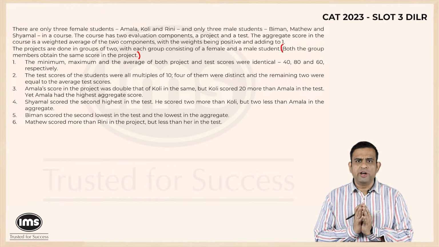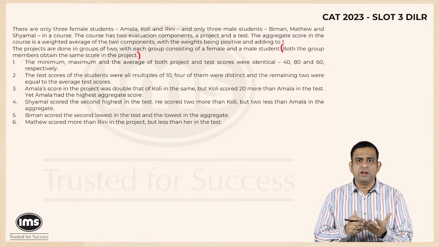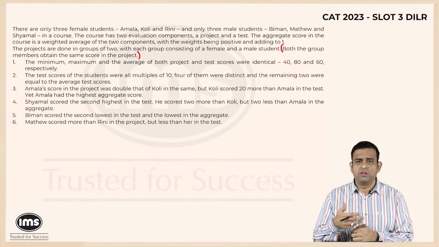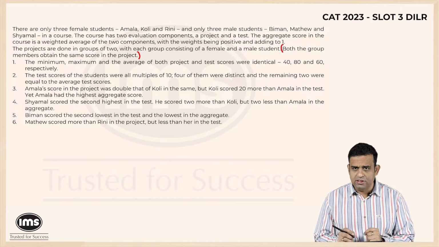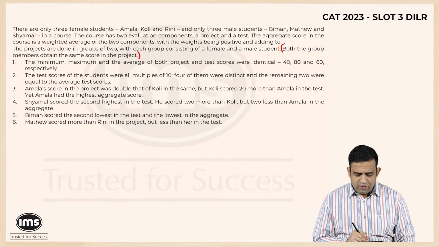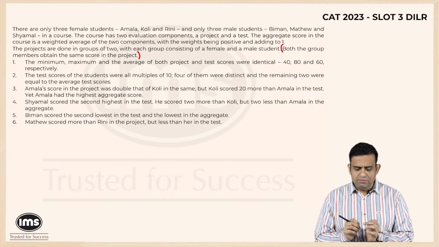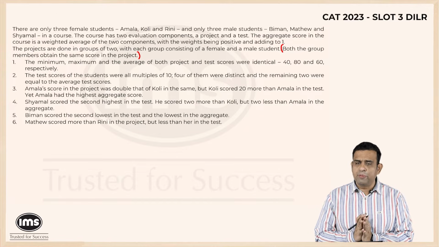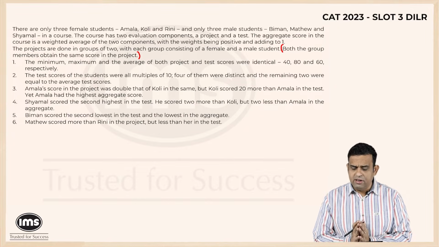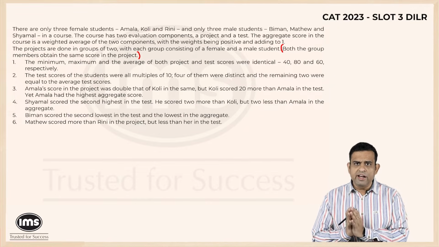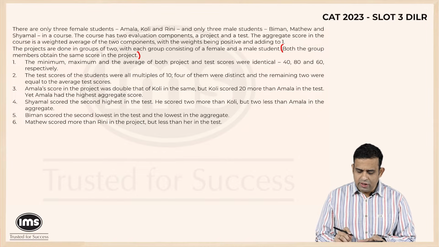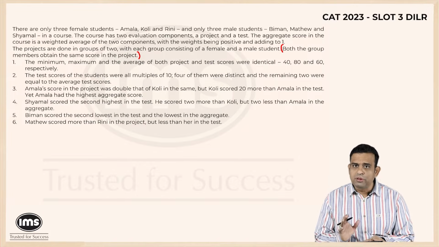And 1 and 2 is where people need to spark out their reasoning skills to solve this particular set. So what does point number 1 say? The minimum, maximum and the average of both the project and the test score are identical, and those numbers are 40, 80 and 60 respectively. So what I will do is look at the possible scores in the project and the test. Let's also read point number 2.